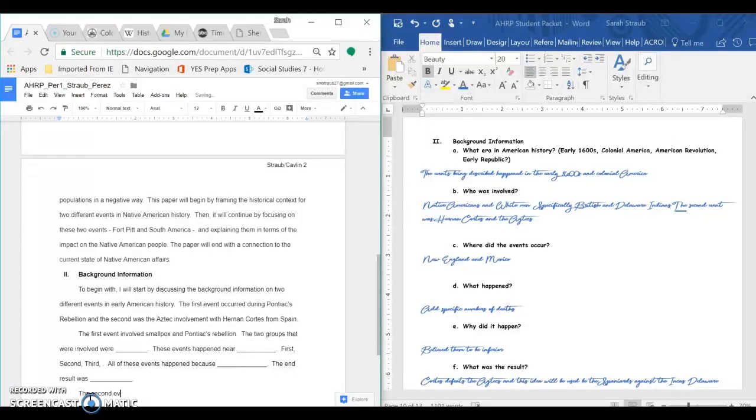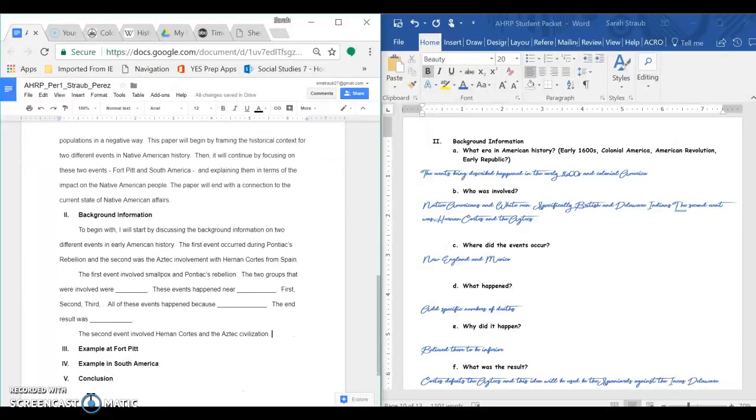The second event involved Hernán Cortés and the Aztec civilization. Then I would describe what happened, when, where, the same stuff as right here. And by the end of this day, you should end up having enough information to be on your third page.